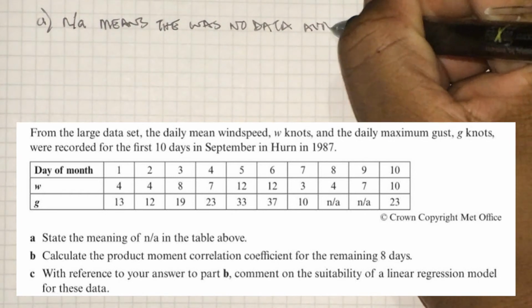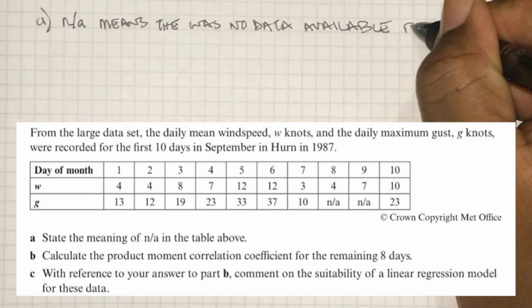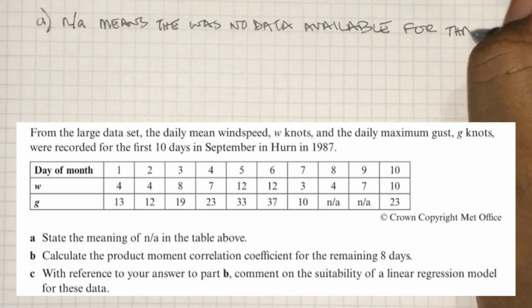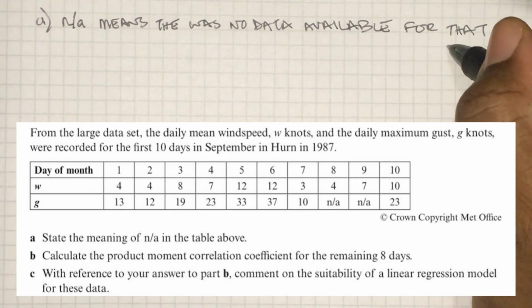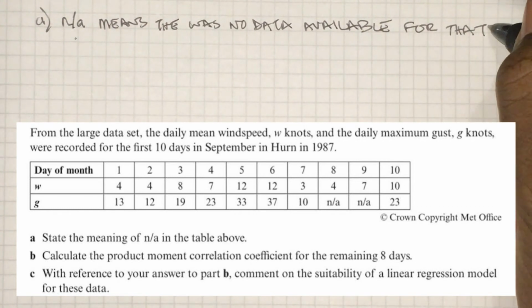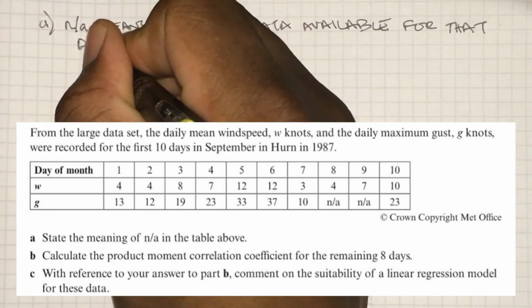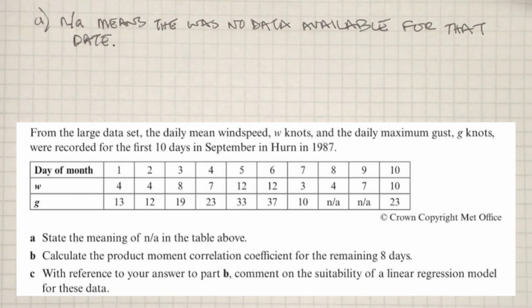I want you to be careful here. A lot of students make the following assumption. They assume they can just use the value 0 instead. Well, that's not true, and it wouldn't be reasonable to make that assumption. The data was missing, not that the wind speed was 0, not that the gust was 0. So it would be inaccurate and irresponsible to make that assumption.